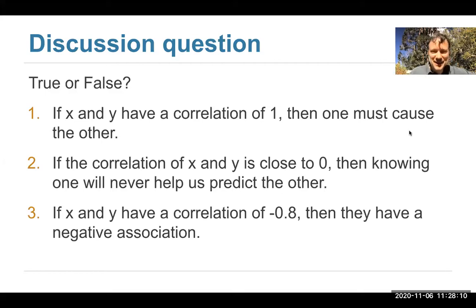Okay, number three, true or false? If X and Y have a correlation of negative 0.8, then they have a negative association. Okay, I buy it. I'm with you on true. I think you might want to look at the scatter plot just to confirm that the shape looks like a linear association, and make sure it's not some crazy shape. But as long as the shape looks like a linear association, then a correlation coefficient of negative 0.8 would mean a negative association. Very good.